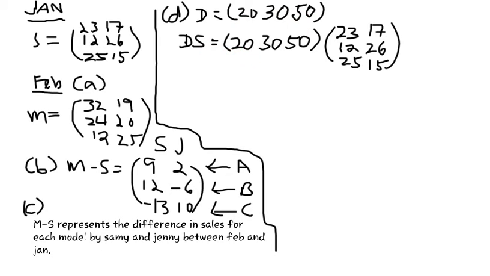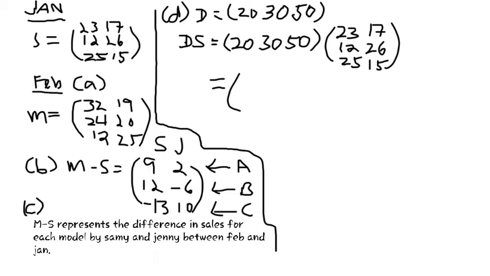I don't need to do so. The question doesn't actually ask me to find DS, but I'm going to show DS to prove to you that my matrix D is correct. So I have my matrix D here, and I have S from the earlier part. When I multiply it together, I have the 20 multiplied by 23.